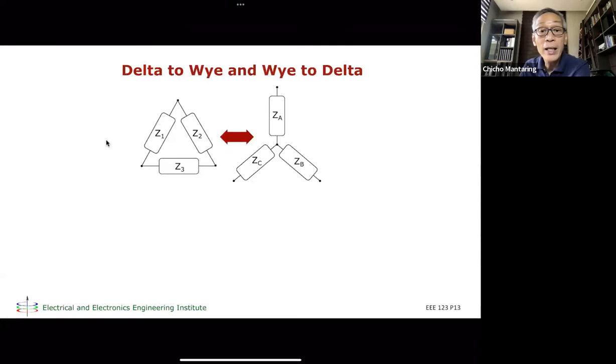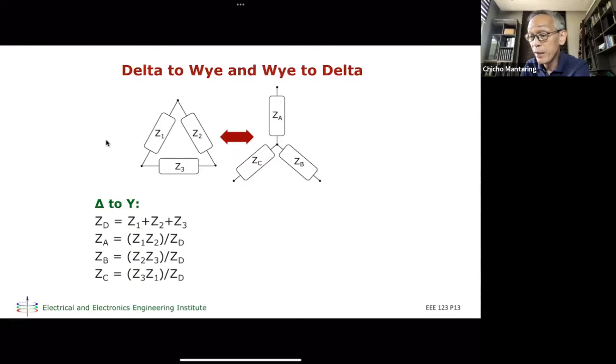And then delta to Y and Y to delta. So if I have, okay, this is now equivalence with respect to 3 points, no? 1, 2, 3, and that's this, and this point. If I have a delta, I can convert it to an equivalent Y, or if I have a Y, I can convert it to an equivalent delta. And then if I have delta to Y, very similar to your resistive networks, I have a common denominator, the sum of the Z's of the delta.